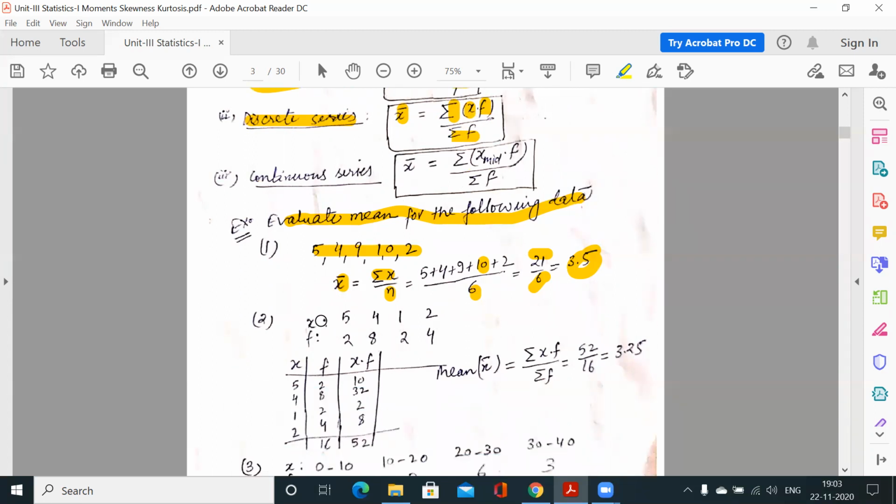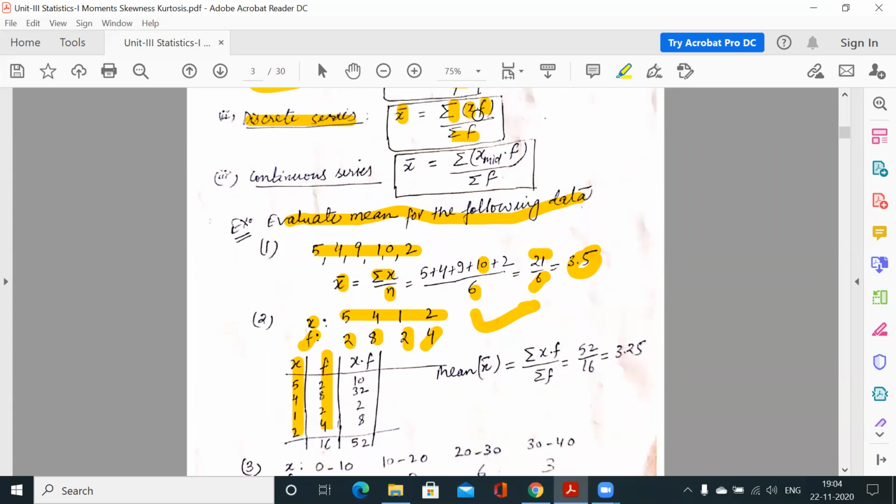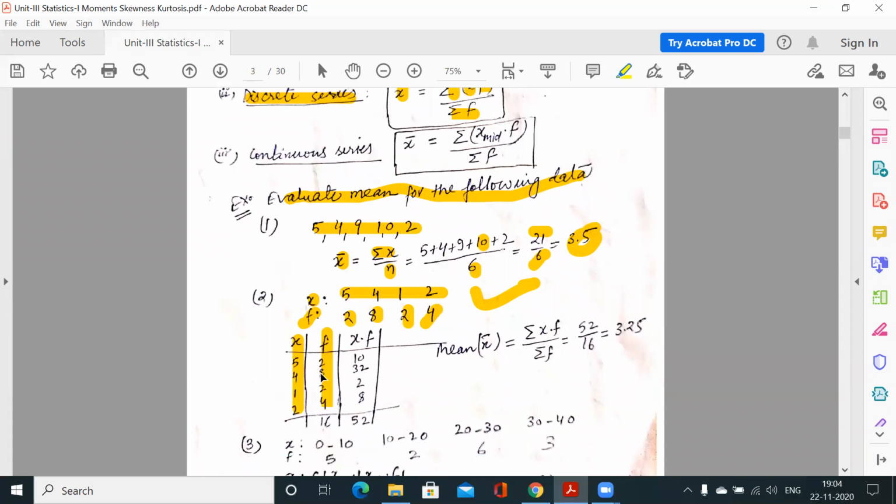Here the x values are 5, 4, 1, 2, and these are the corresponding frequencies. 5 comes 2 times in the series, 4 comes 8 times, 1 comes 2 times, 2 comes 4 times. This is a discrete series because x is a single value. The frequency is given, but x is in single form. So we need the multiplication of x and corresponding frequency: 5 into 2, 4 into 8, 1 into 2, 2 into 4.